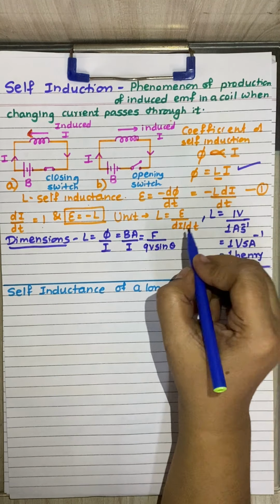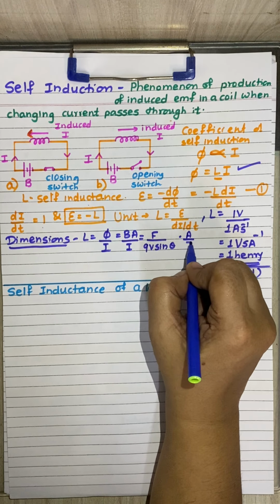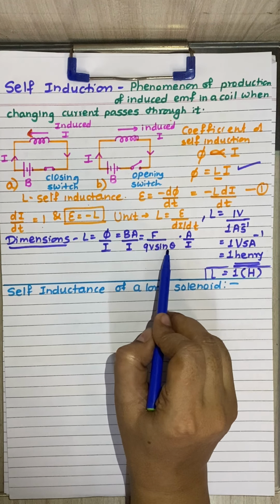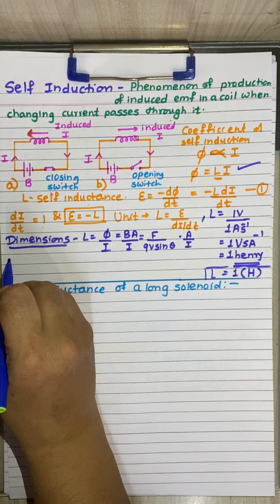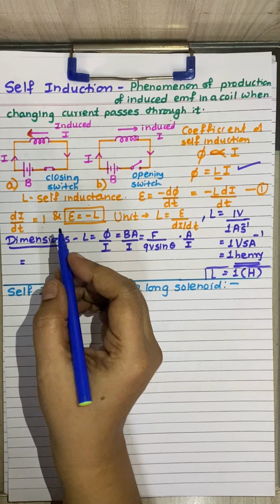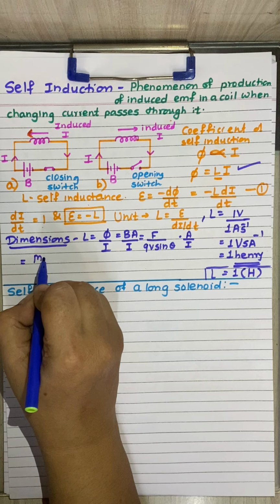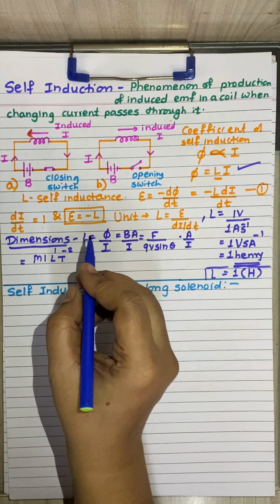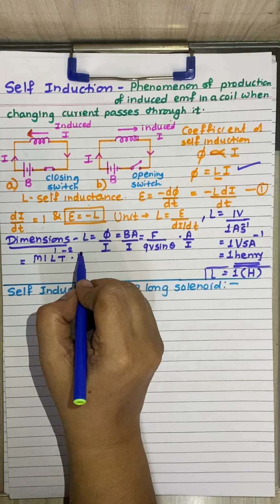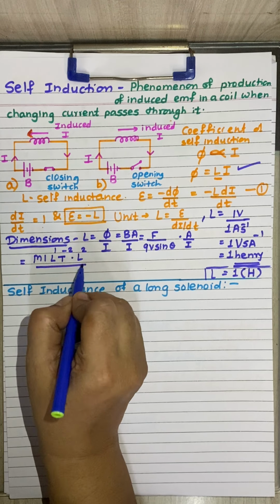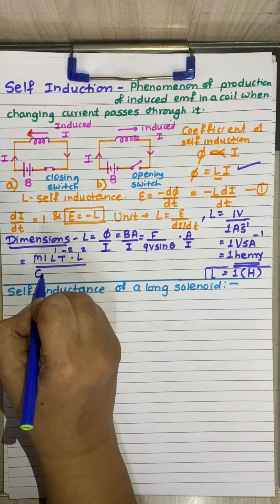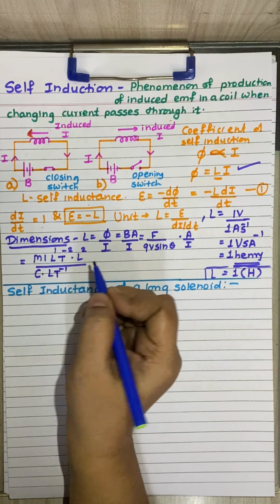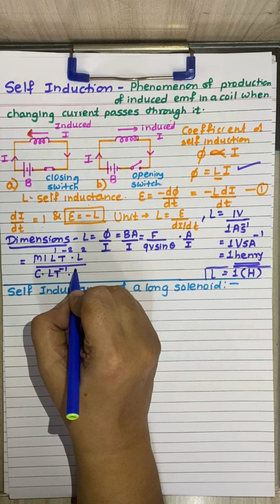Okay, now what remains is A upon I, because we have written B in terms of F upon qv sin theta. Now suppose we are going to find the dimensions of L. Then it is equal to M^1 L^1 T^-2 into area L squared, divided by qv sin theta, where q is in coulomb and v is velocity in meter per second, so L T^-1, and current is ampere.